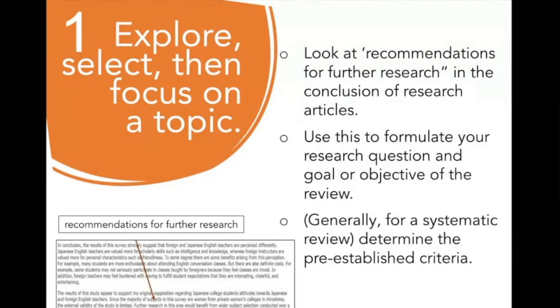Generally for systematic review, the last one I said, determine the pre-established criteria. So you need to generate your own criteria, which ones you want to include, which ones you want to exclude. But from the recommendation of further research, you can generate your question from that, because they are suggesting something they have not done before, something new. So it could be your research question or objective.